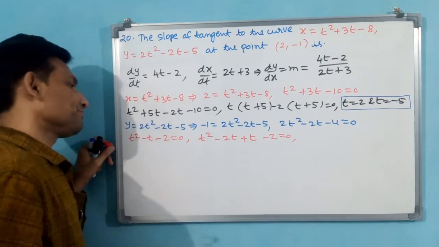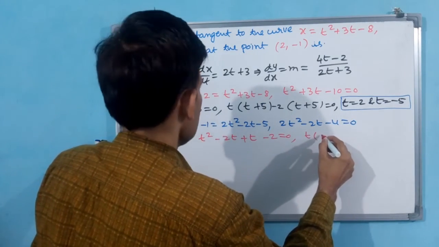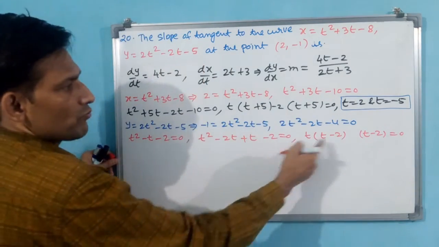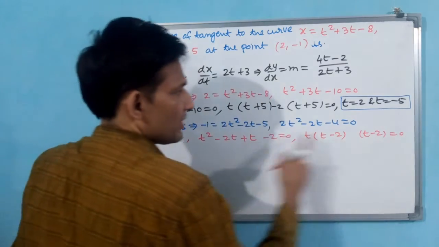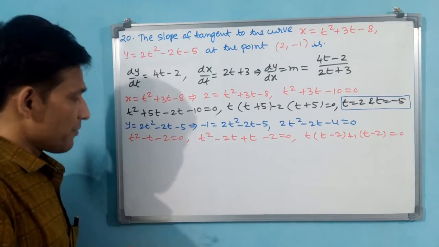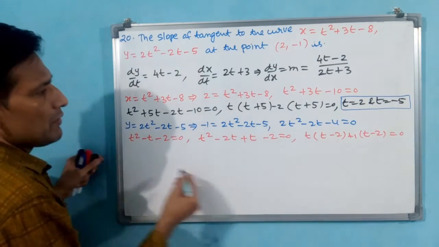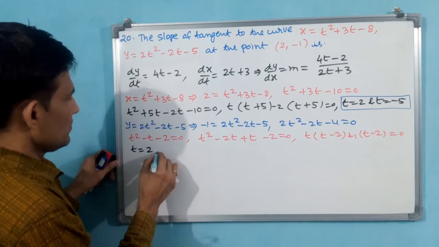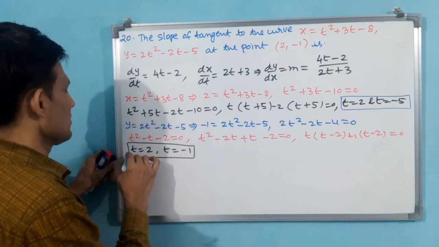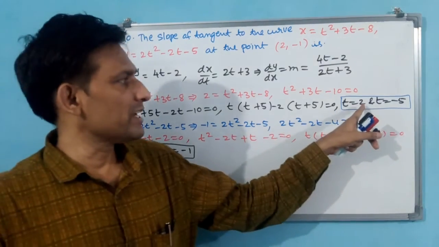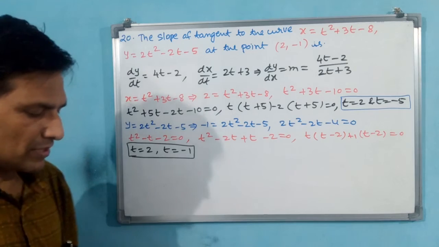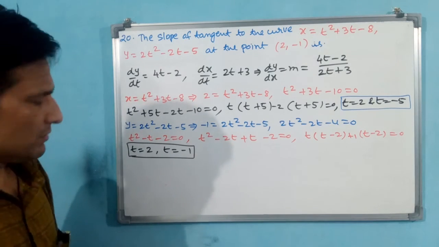Okay. Write down: t into t minus 2 plus 1 into t minus 2 is equal to 0. Okay, that's all. Now you take the values of t. t is equal to 2 and t is equal to minus 1. Okay. Now you tell me which value we take. t is equal to 2, t is equal to 2. t is equal to 2 is the common one. Then you take t is equal to 2 and substitute. That's all. Okay.